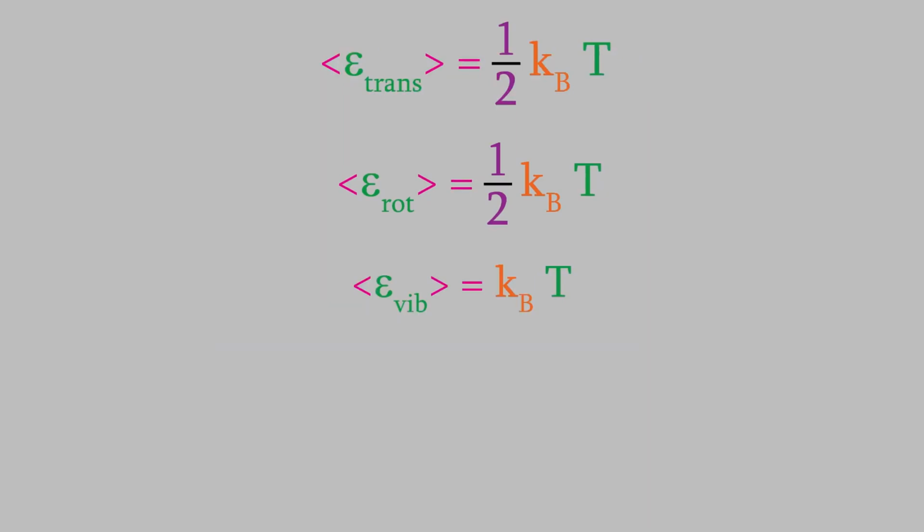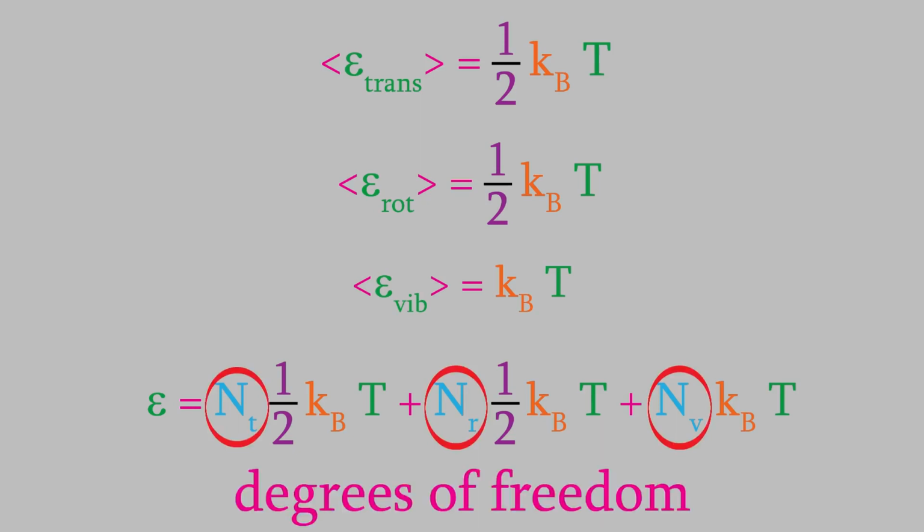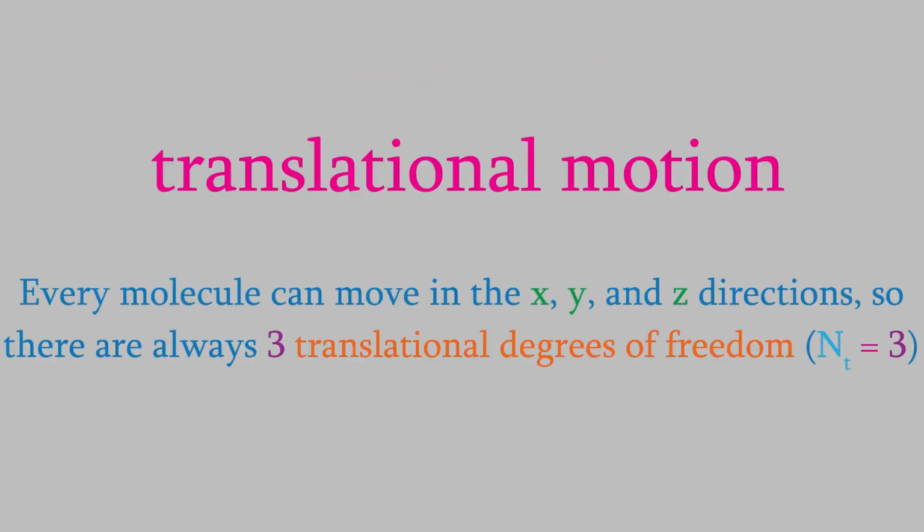To get the total energy a molecule has due to various types of motion, we multiply each energy contribution by the number of translations, rotations, or vibrations the molecule can experience. Those numbers are what we mean by the degrees of freedom. So, how many translational degrees of freedom are there? It turns out that every molecule can move in the x, y, or z direction, so there are 3 translational degrees of freedom.